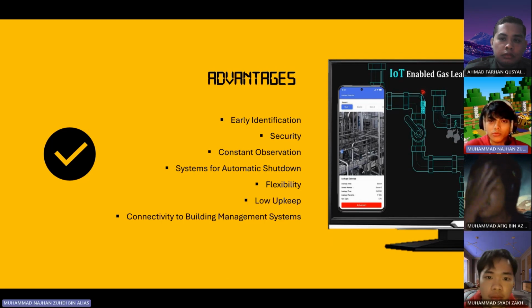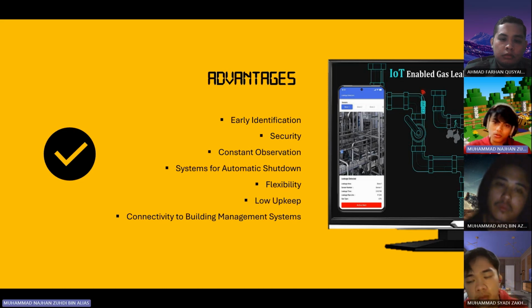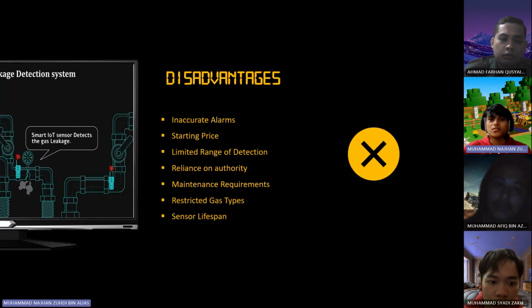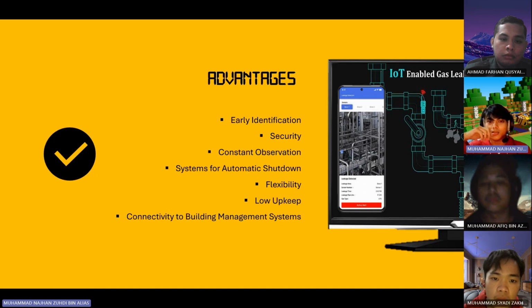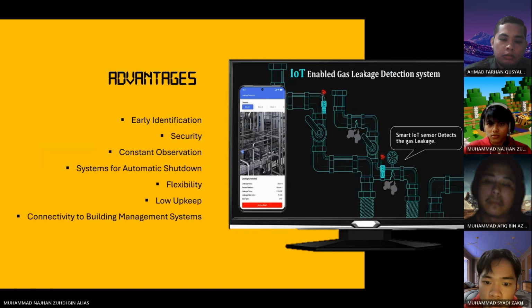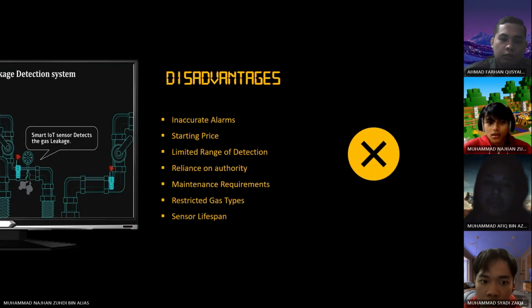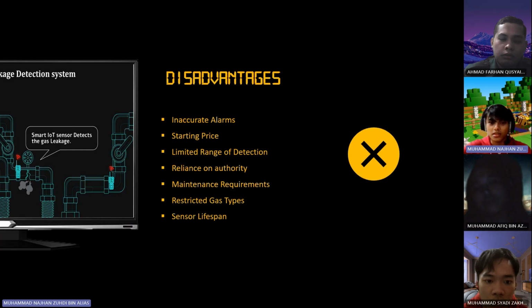Okay, so everything comes with its advantages and disadvantages. For this project, we conclude we have 7 advantages and 7 disadvantages. The first advantages are early identification, security, constant observation, system for automatic shutdown, flexibility, low upkeep, and connectivity to building management system. For the disadvantages: inaccurate alarm setting, price might be higher, limited range of detection, reliance on authority, maintenance requirement, restricted gas type, and sensor lifespan.